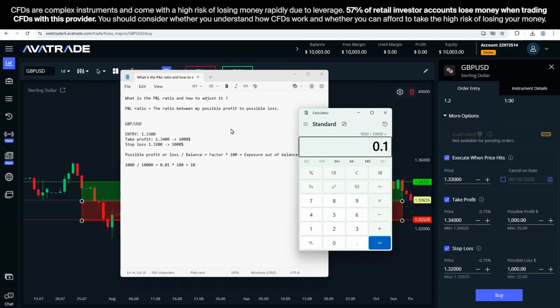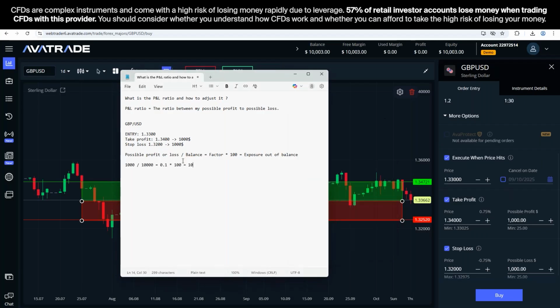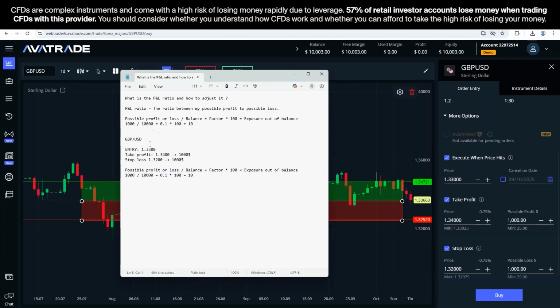We're going to divide 1,000 by 10,000. Oh, sorry, just move the decimal. And then again, if we multiply this by 100, we do get the 10% of our balance. Amazing. Now, this is not always what we're looking for.